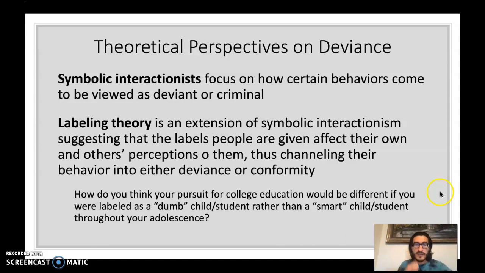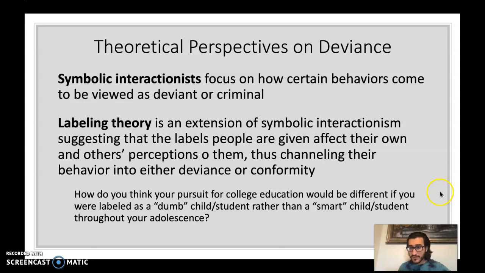So labeling theory is an extension of symbolic interactionism that suggests that the labels people are given affect their own and other perceptions of them, thus channeling their behavior into other deviance or conformity. So for example, how do you think your pursuit of a college education would be different if you were labeled as a dumb child or student rather than a smart child or student throughout your adolescence? So labeling goes both ways.